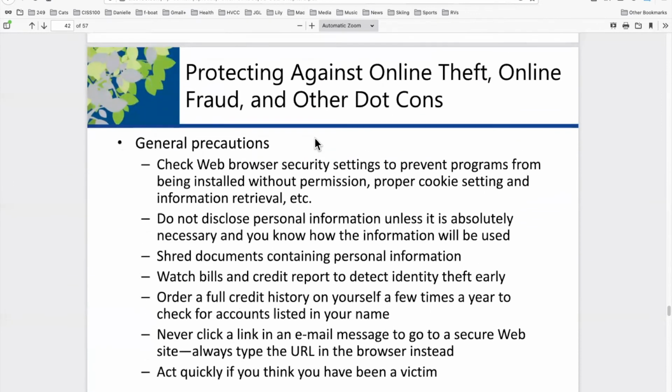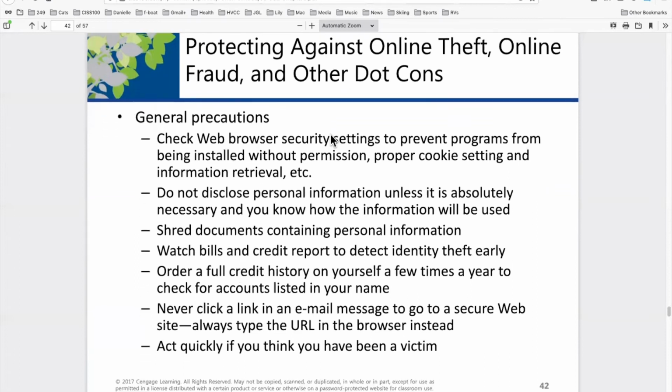So, general precautions, again, we should be aware of all these things. Just be alert, be on guard, be vigilant, always be vigilant online.